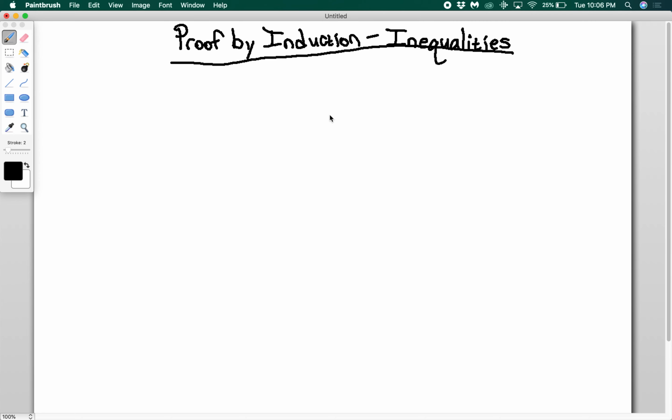We're going to talk about using induction to prove inequality statements. So our example for this is going to be: prove that for n greater than or equal to 2, 3 to the n is greater than 3n. Okay, this is what I want to prove.